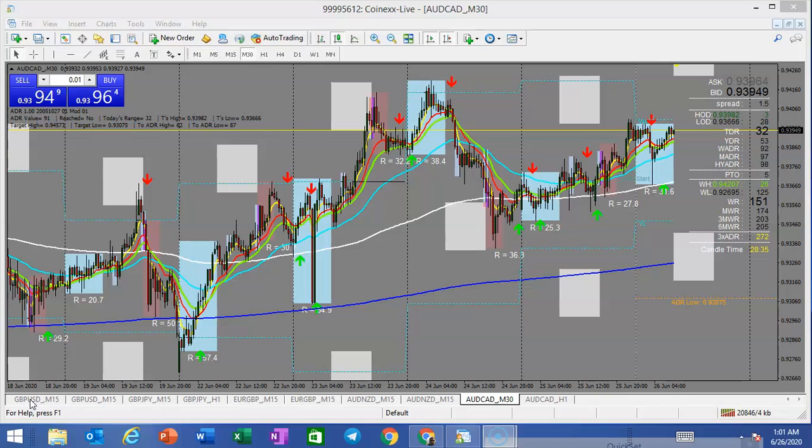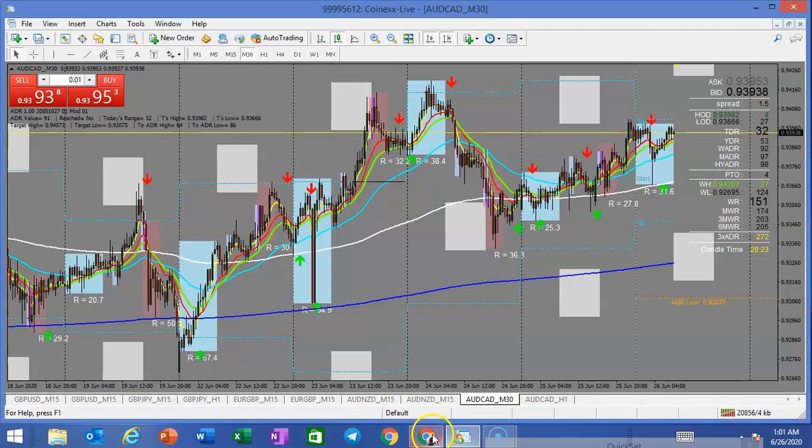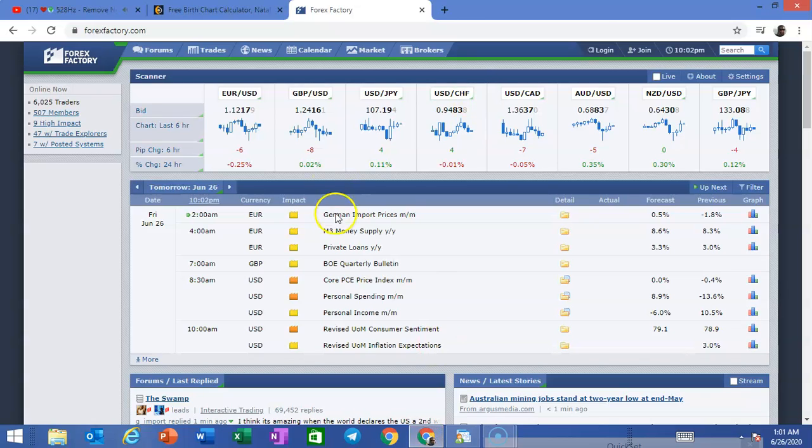So we're live trading again tonight. There are a few pairs that I'm looking at, so we'll just get right into it. The first thing we always do is go and look at Forex Factory.